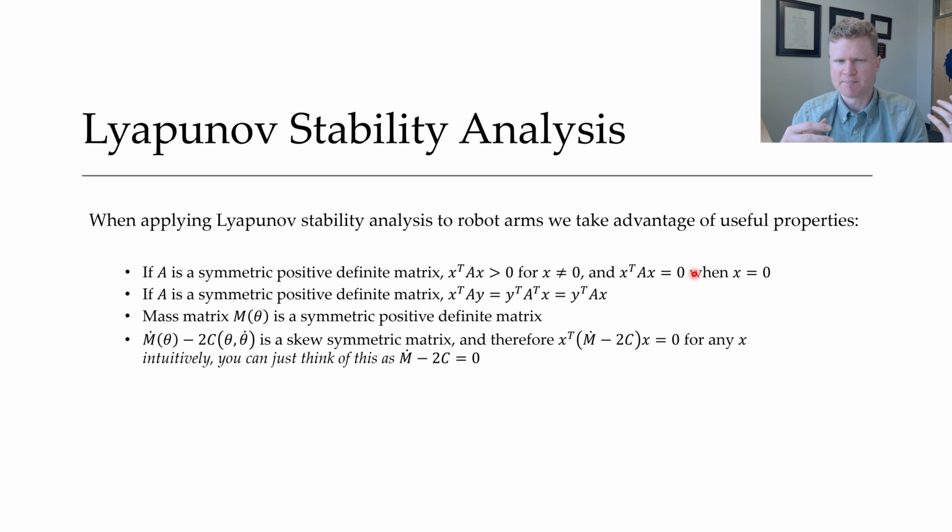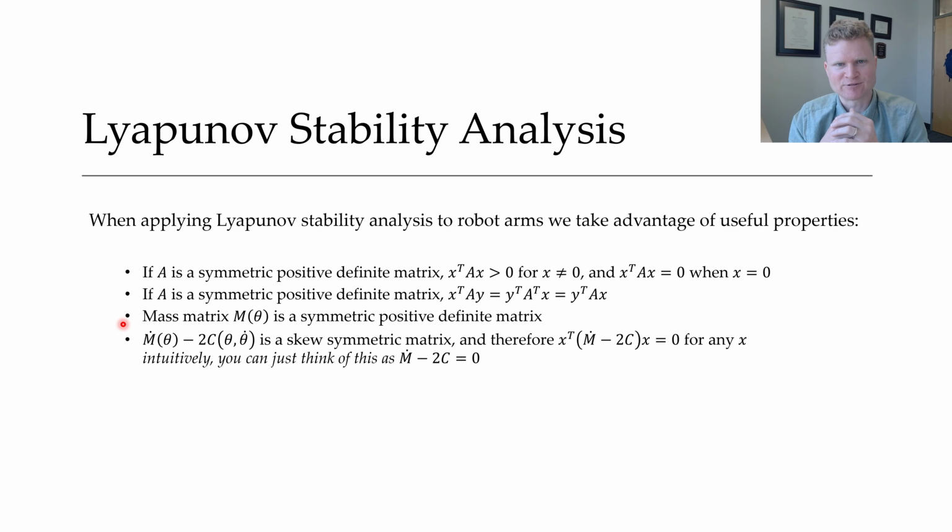This is going to be nice because I mentioned that for Lyapunov stability analysis, I want these energy functions that are 0 at equilibrium and positive everywhere else. Well, I can just use this sort of construction, and I've got that condition for my energy function. Another nice thing is that if A is a symmetric positive definite matrix, then I can switch the order of multiplication. So if I had X transpose AY, that is equivalent to Y transpose AX. And in the second to third step, here I'm just using the fact that A transpose is equal to A because it is a symmetric matrix.